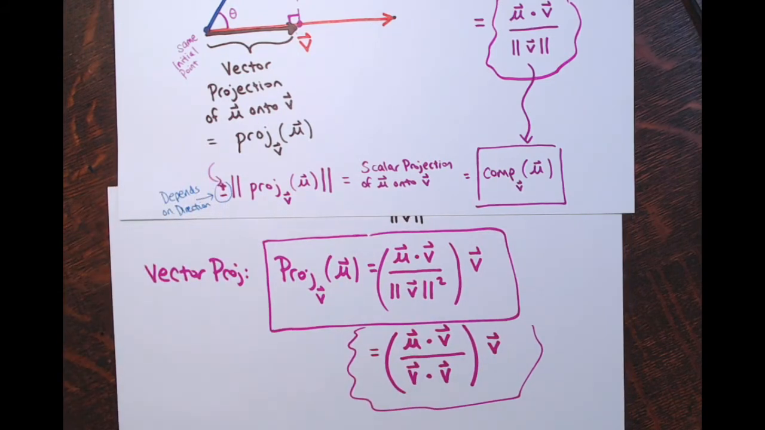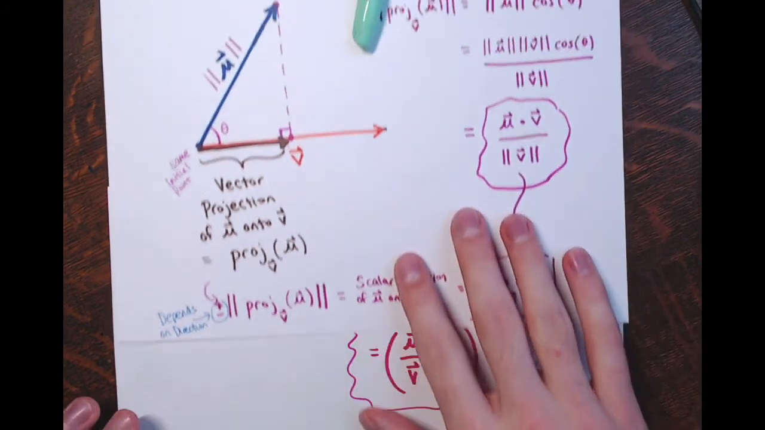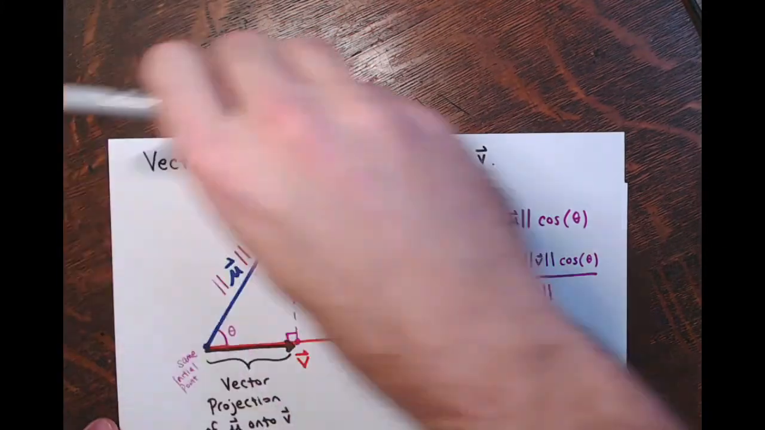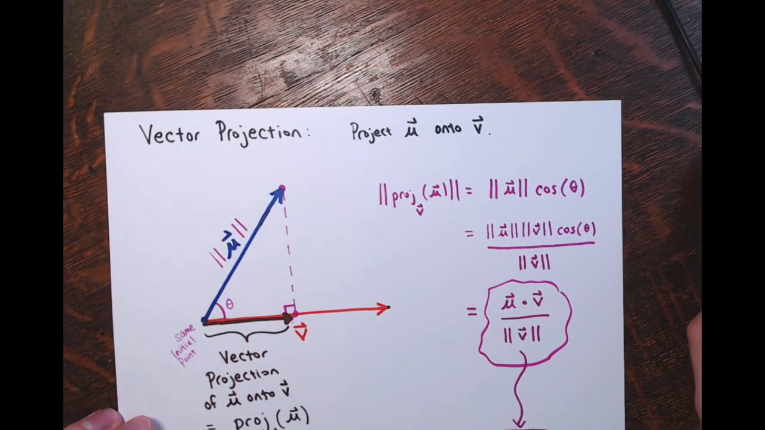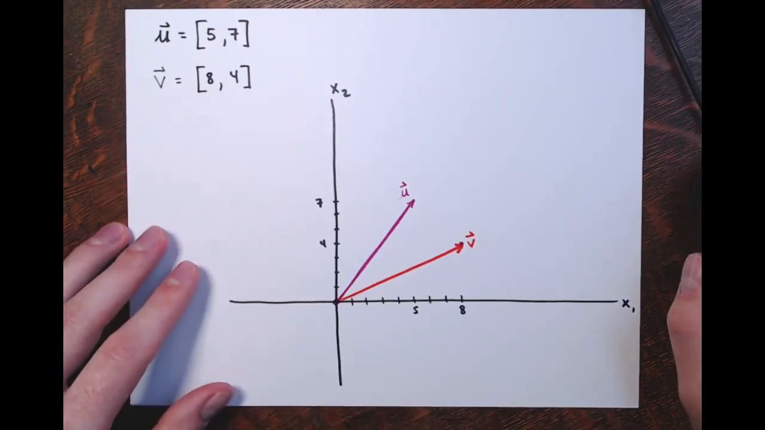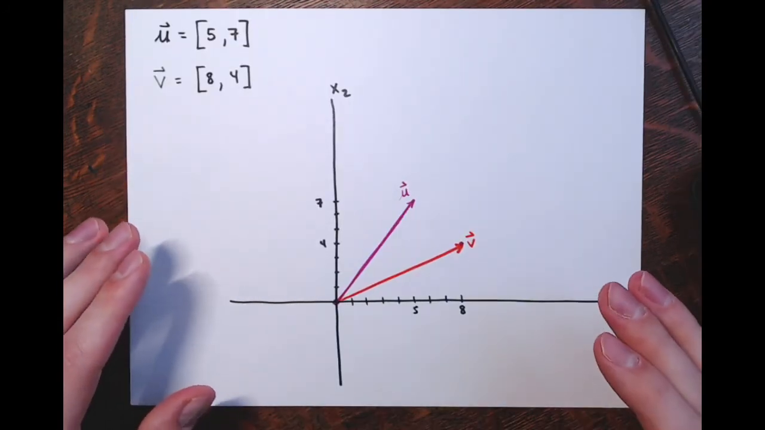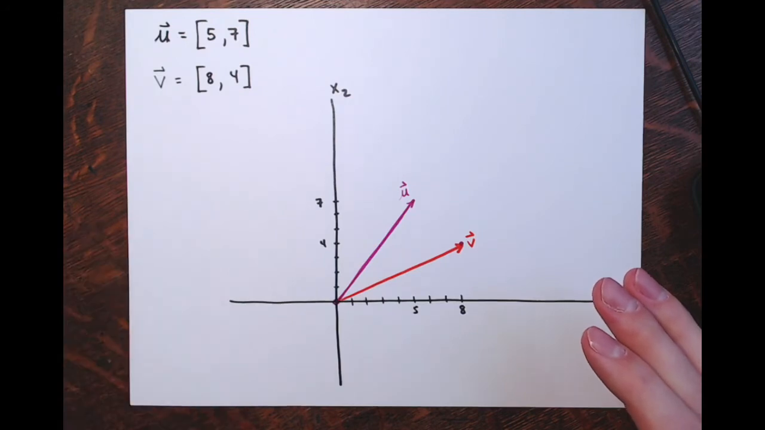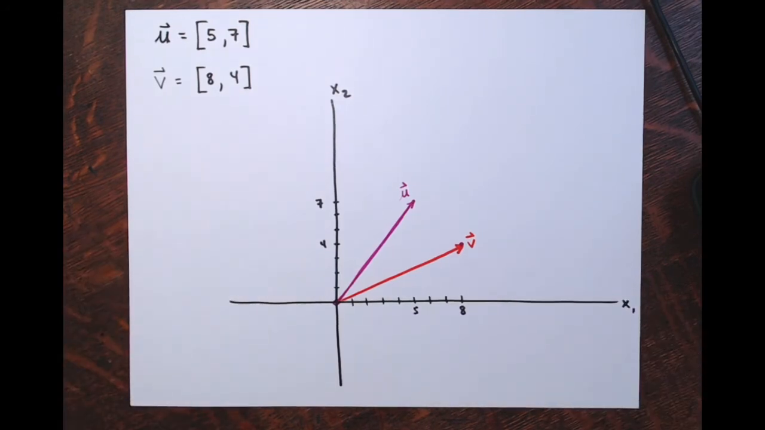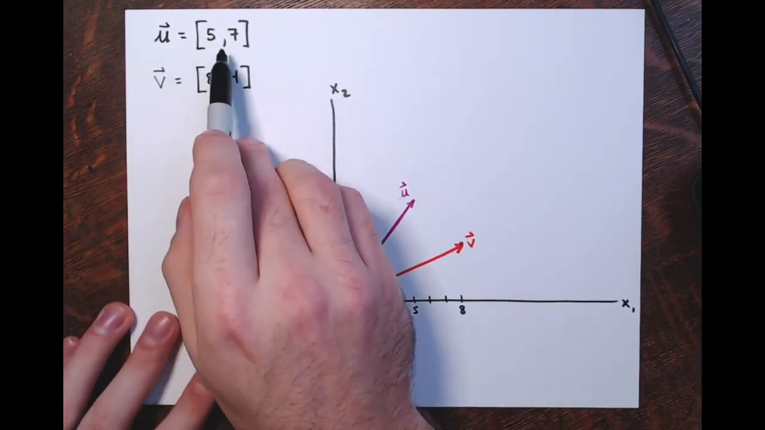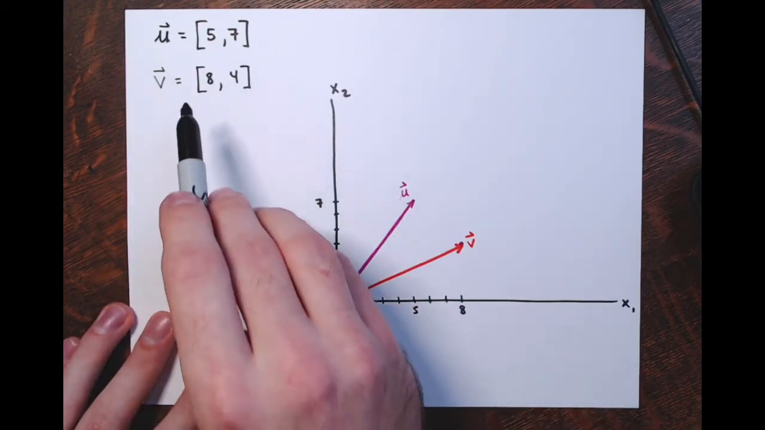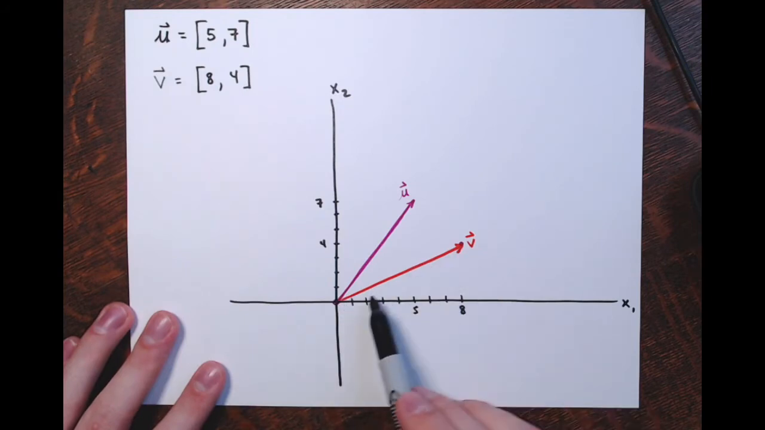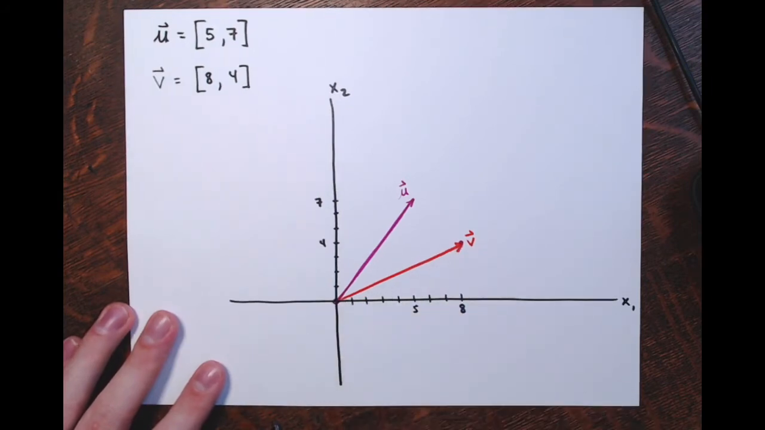All right, so let's look at an actual example with numbers. Again, there's a lot of letters, a lot of jargon here. I'm going to draw a similar picture with some actual numbers. And here we go. Okay, so here are the vectors given in the participation activity right after they introduce projections. Vector u has components 5, 7. This is in R2. Vector v has components 8, 4, so 8 to the right, 4 up. So I've drawn those here.